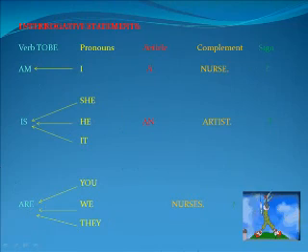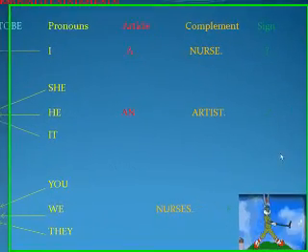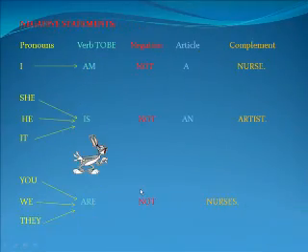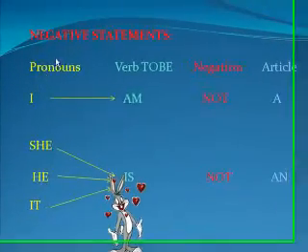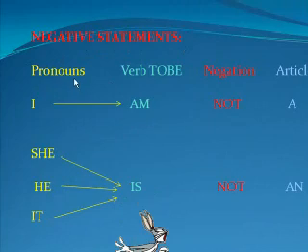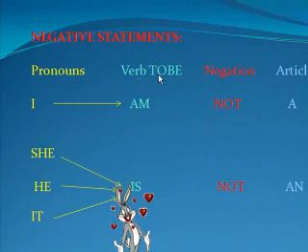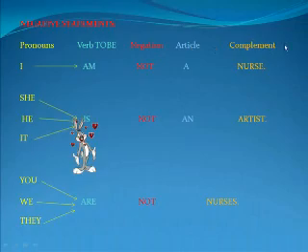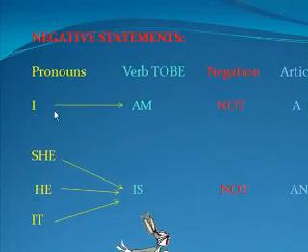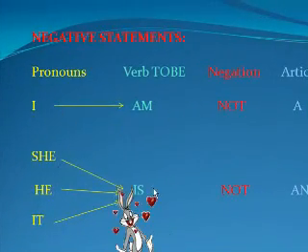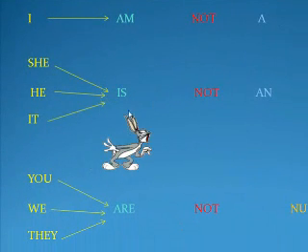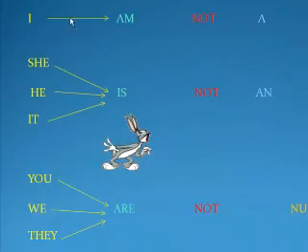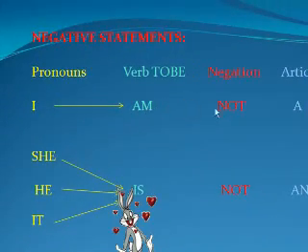On the last, you complete with a complement. Pass to another statement: negative statements. First, pronouns, verb to be, negation, article, complement. I am, she is, he is, it is, you are, we are, they are. In this part you add not.